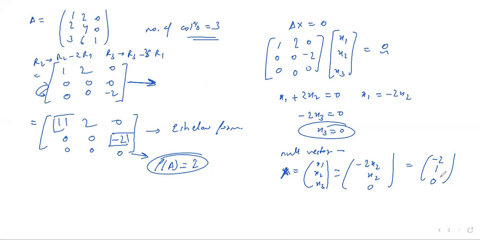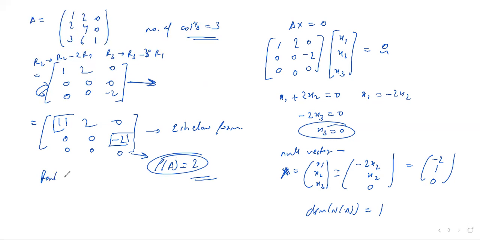Okay, and the number of parameters in the general solution is the dimension of the null space. So what is the dimension of this null space? We have the dimension of this null space as 1, because we have one vector here. Okay, and we have the rank of A as 2.